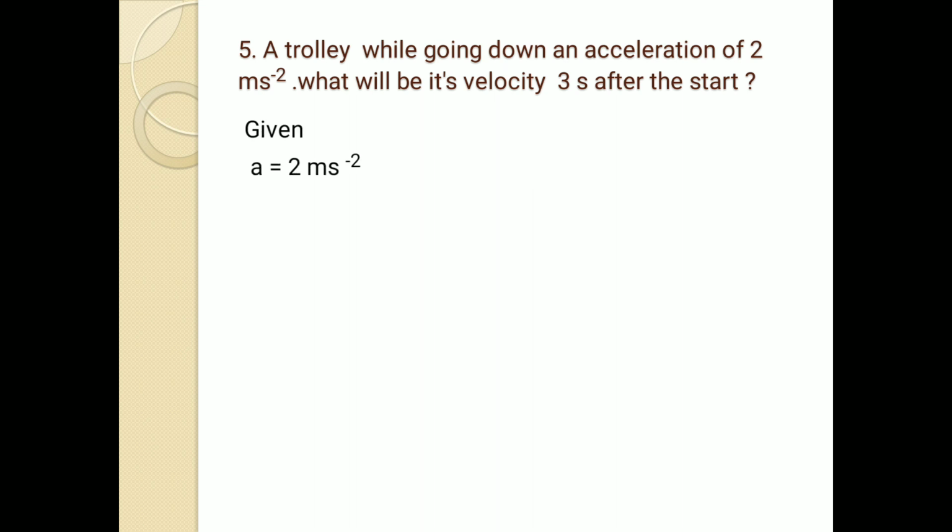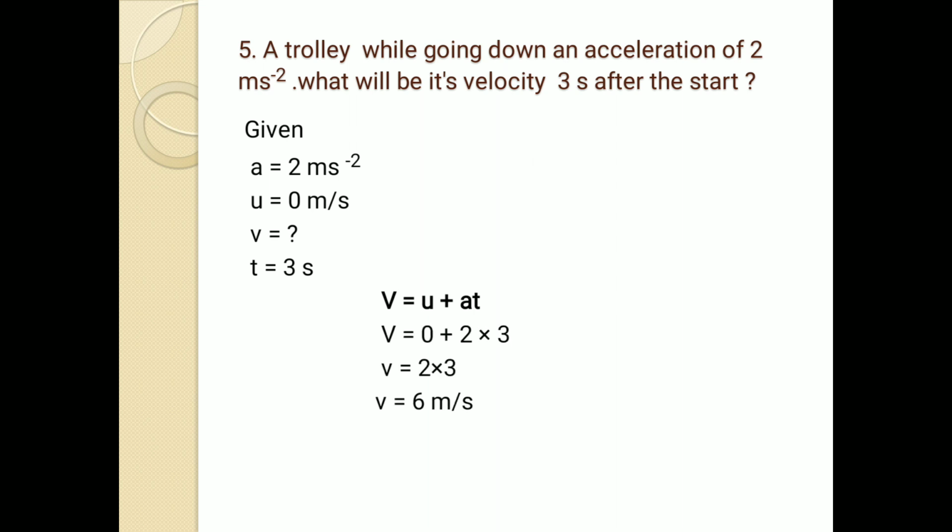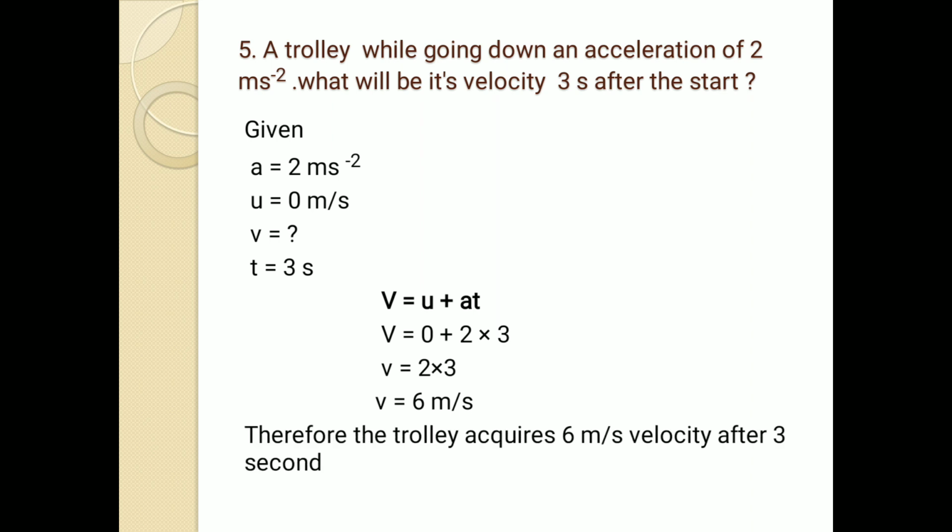So I have written given. Given acceleration, they have given 2 meter per second square, and initial velocity will become 0 because the trolley starts from rest. And final velocity we have to find out. Next, time taken also they have given, 3 seconds. Next, we know the formula. The first equation of motion we can use because everything is there. So v is equal to u plus at, where v is the final velocity. Now substitute all the values here. Simplify it. You will get the answer 6 meter per second. So 6 meter per second is the final velocity. Therefore, the trolley acquires 6 meter per second velocity after 3 seconds. Is it clear? This is a very easy, very simple sum. Only thing is you have to collect the data properly.